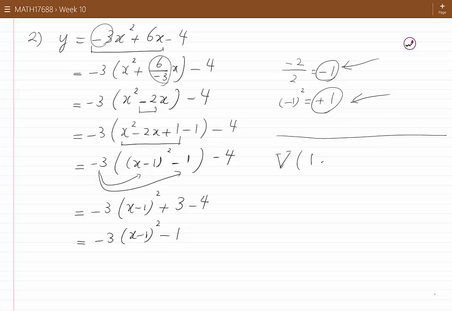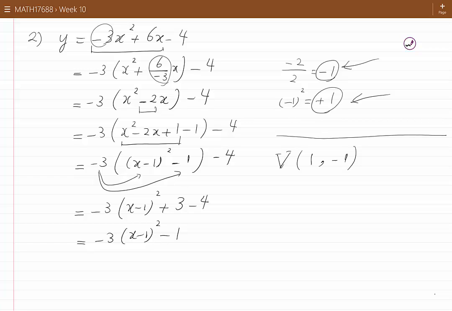And then if you put 1 into the expression, minus 3 times 0 squared will give you 0 and you will be left with minus 1 for y. This would be the vertex, which in this case is the maximum of your quadratic function.